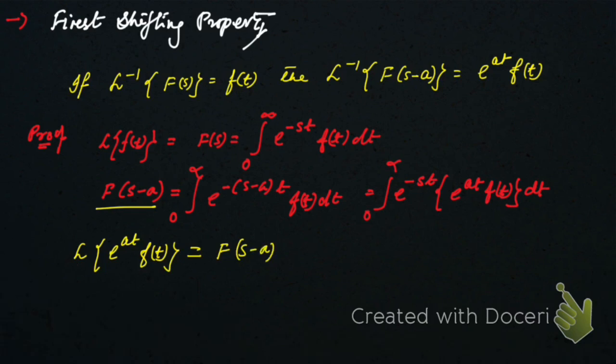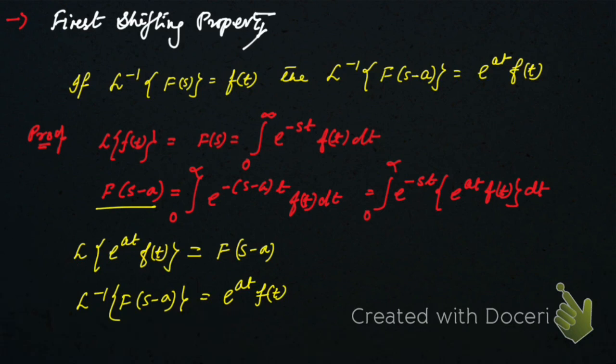So if the Laplace transformation of this is f of s minus a, so we can write, using inverse Laplace transformation, inverse Laplace transformation of f of s minus a, that's going to be equal to e to the power a t f of t. We can write that way. So hope you have understood this.